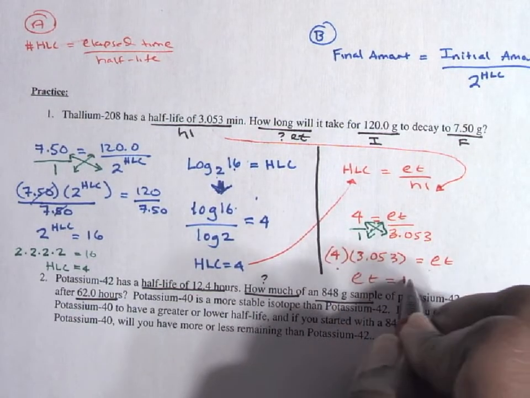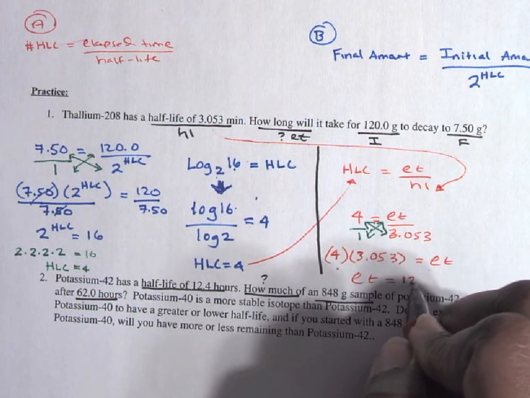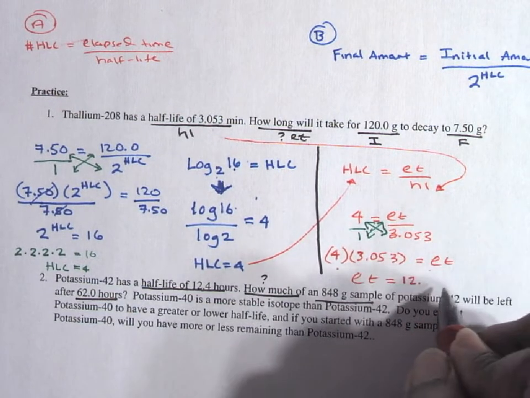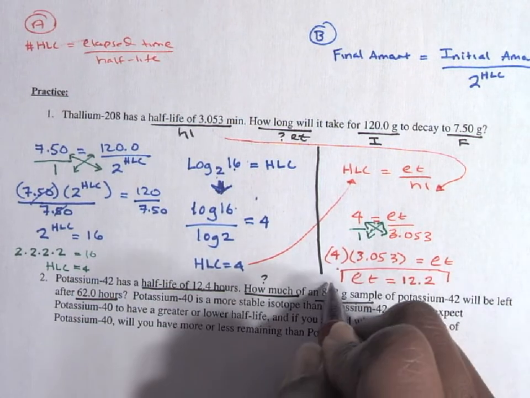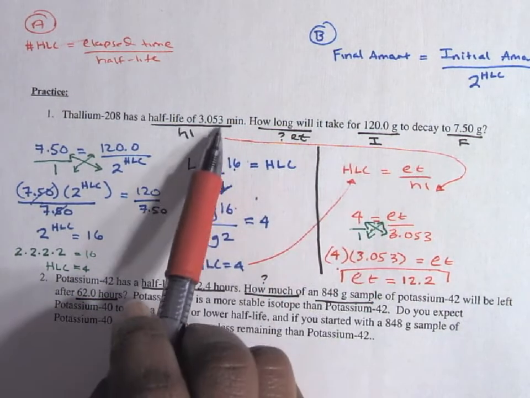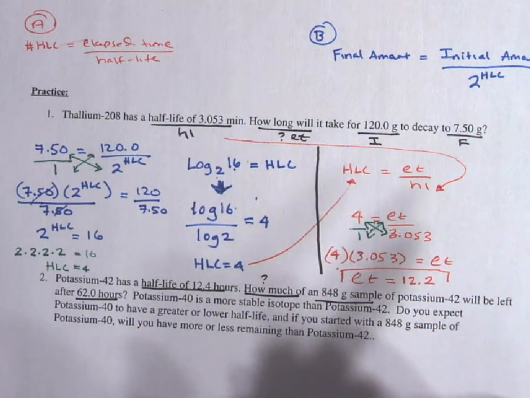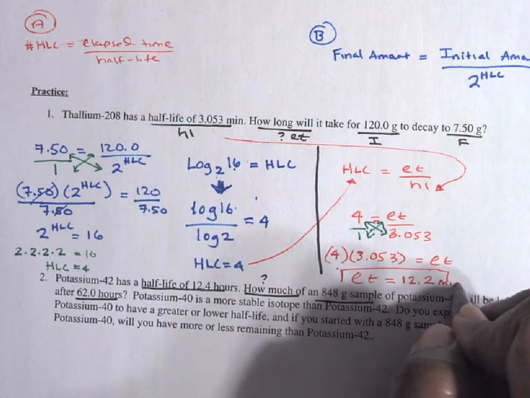In honor of sig figs here, I will use 3 sig figs. Oh, and I can't forget my units. If the half-life is in minutes, then the elapsed time will be in minutes.